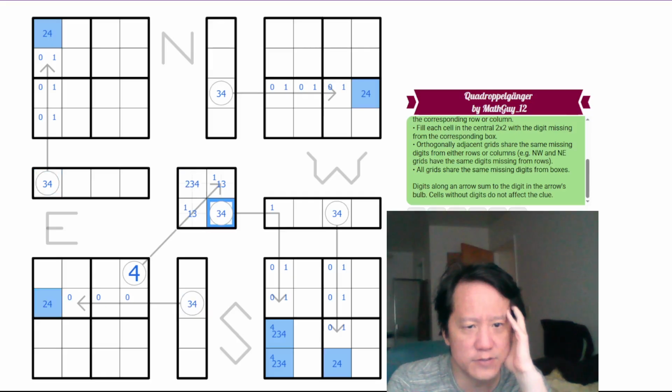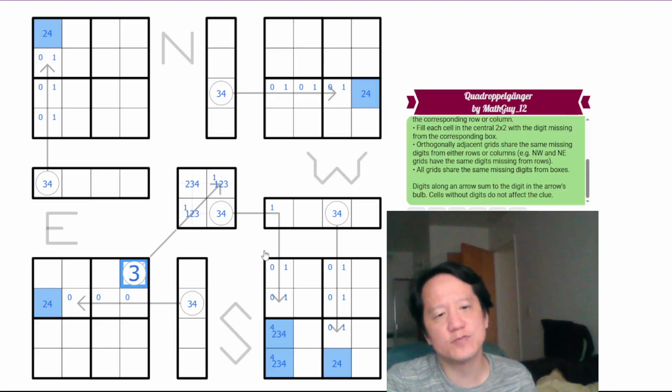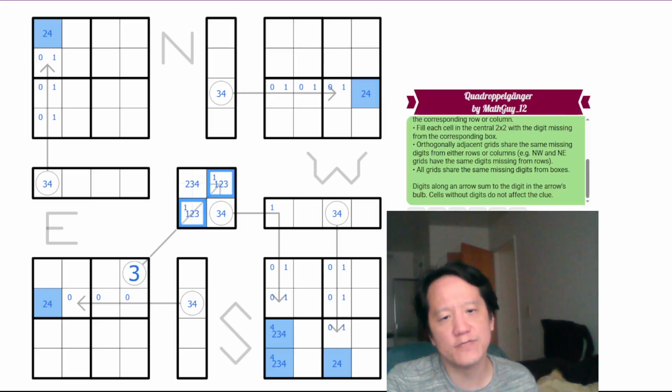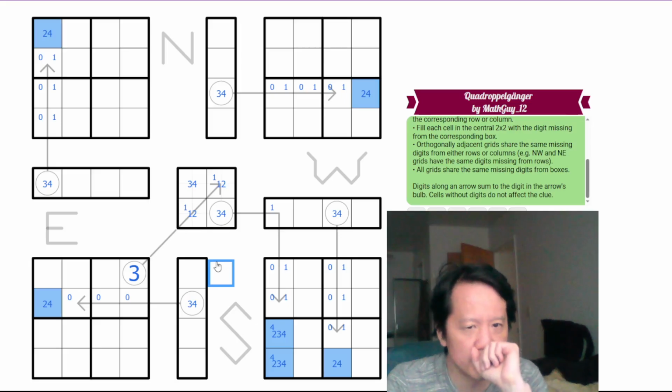This is all still the same. So if this were 3, this would have to be not 1 and 3, it's 1 and 2, which means this can't be 2.